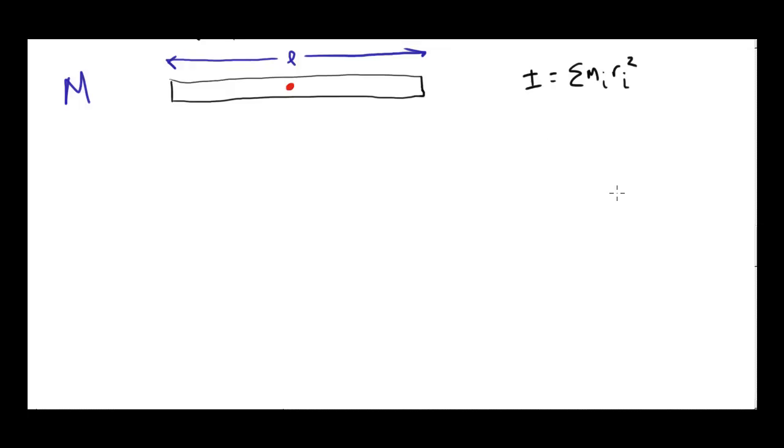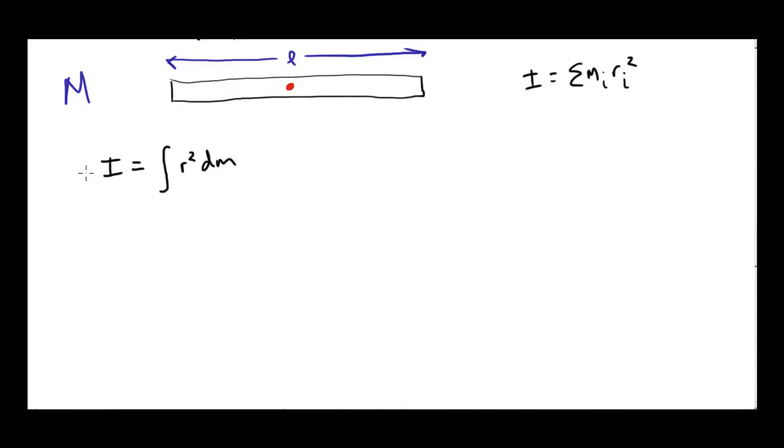And we can see that we can't just add up all of the little pieces. What are you going to do? You're going to take each individual atom and try to find its mass and its r. That's not the way to do it. So what we'll do is take the integral. So we're going to say I is the integral of r squared dm.